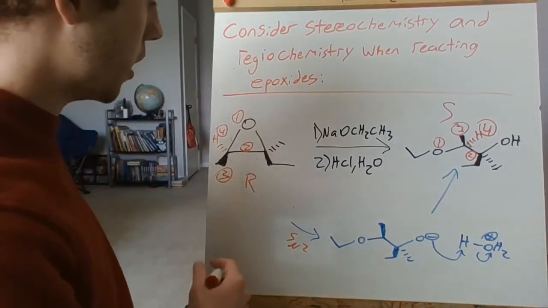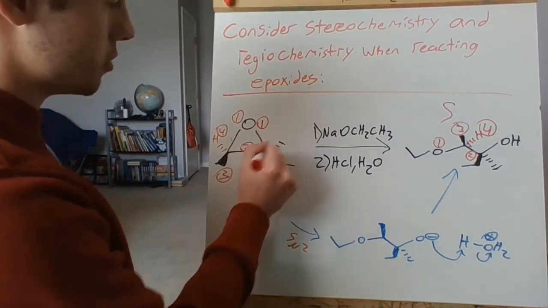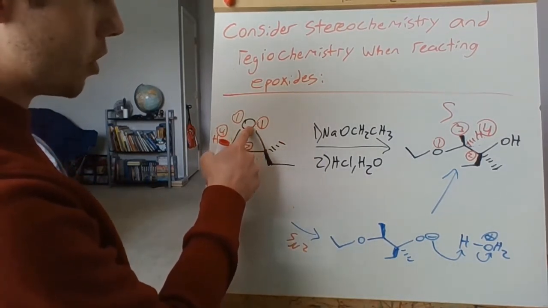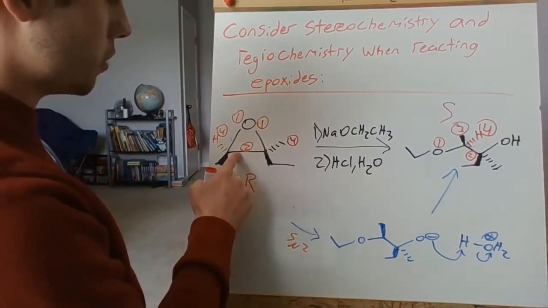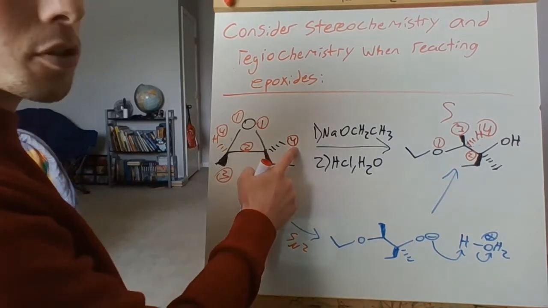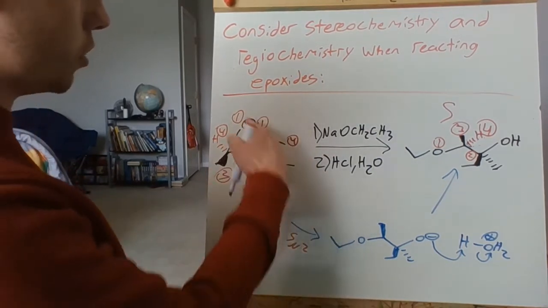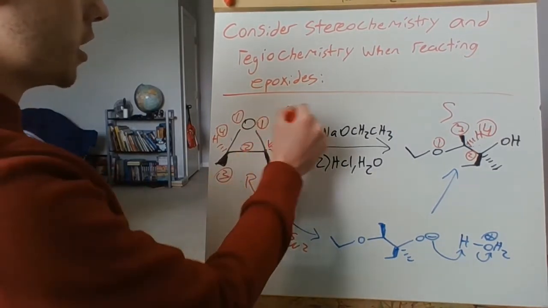Let's figure it out while we're at it. So oxygen would be priority 1. Again, we're looking at this stereo center here. Oxygen would be priority 1. Methyl group would be priority 4. This stuff would be priority 2. Ethyl group would be priority 3. 4 is going away from us, and so we have 1, 2, 3. That would be S for this stereo center right here.